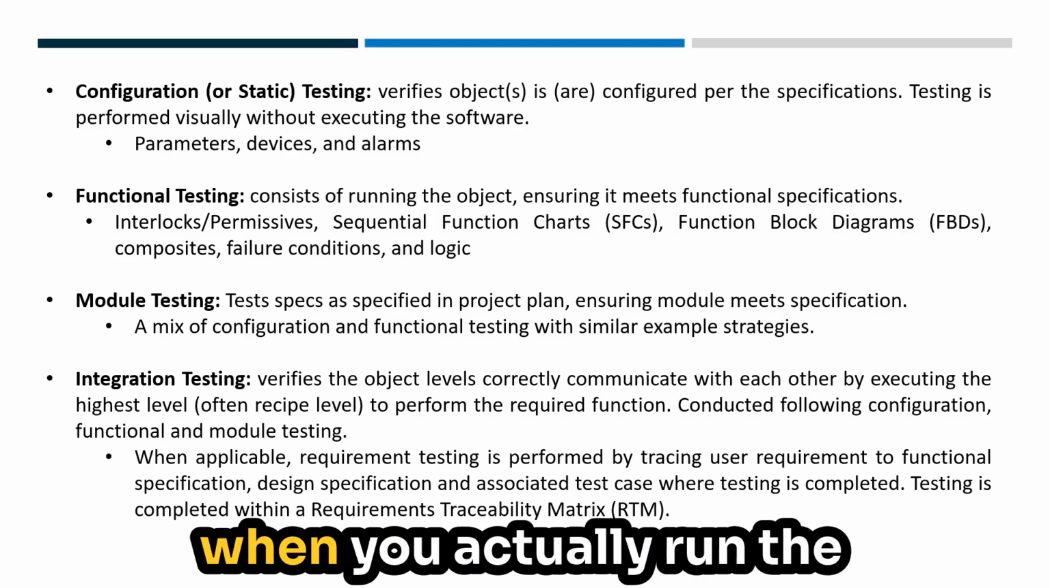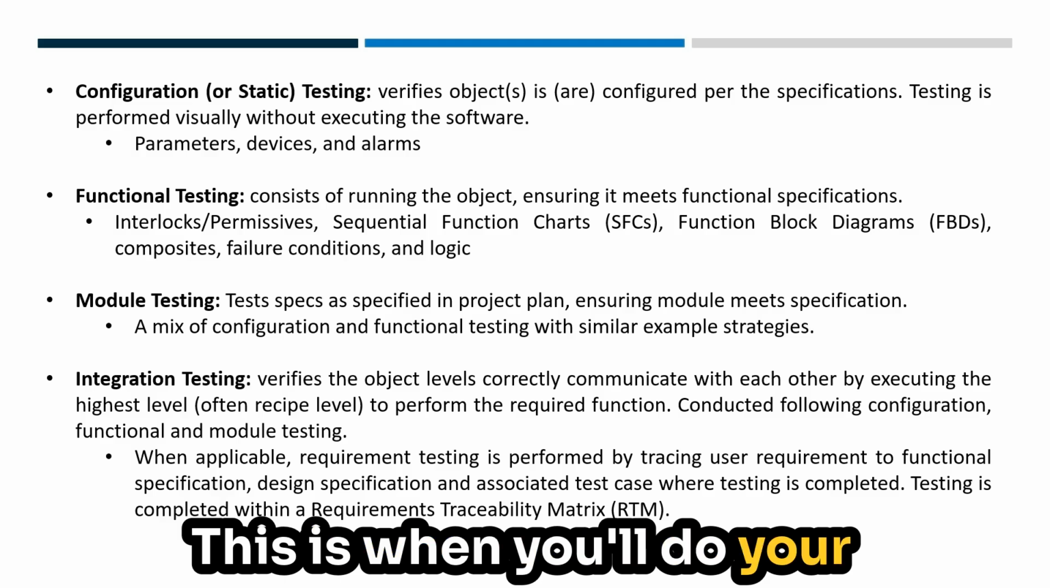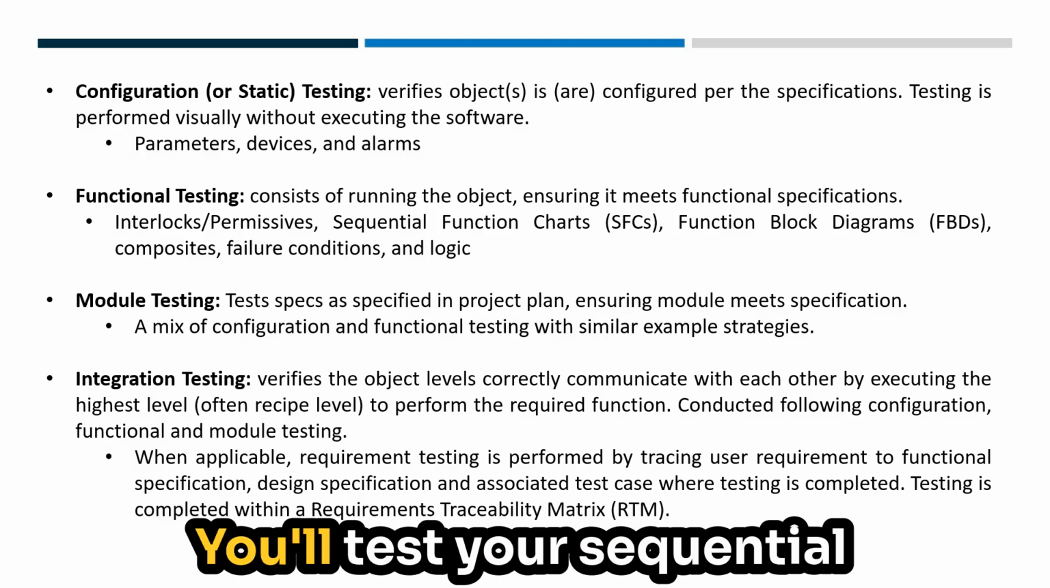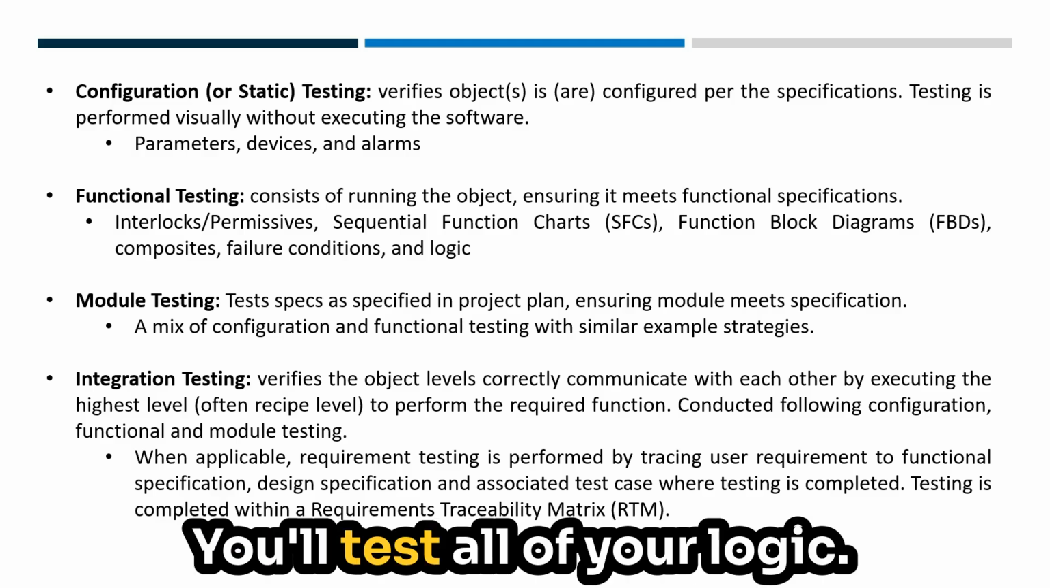Functional testing occurs when you actually run the software to make sure it works. This is when you'll do your interlocks and permissive testing. You'll test your sequential function charts, your function block diagrams. You'll test all of your logic.